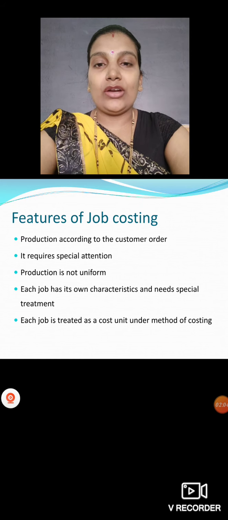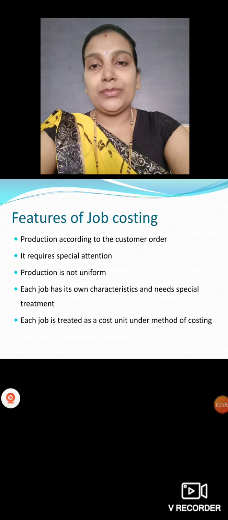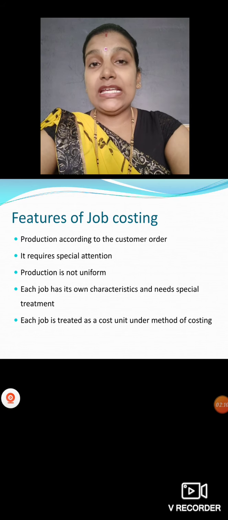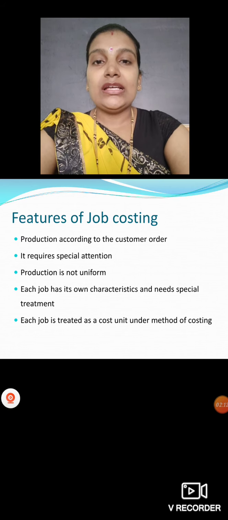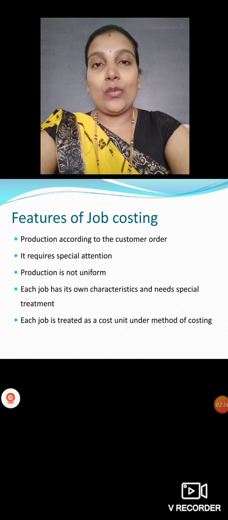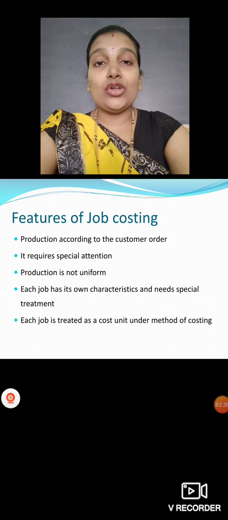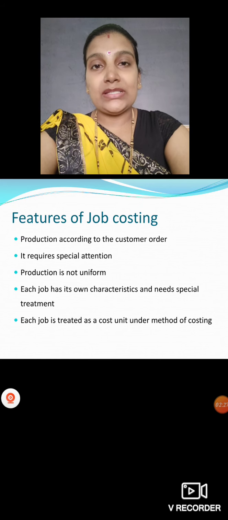Then the features of job costing: production according to the customer order. As I said, according to customer specification, you are going to produce a product. Secondly, it requires special attention because each customer will mention their own requirements, so you have to concentrate more on producing the product here. Then production is not uniform. As you are going to produce according to your customer specification, it will not be uniform, which means at once you are not going to produce any jobs.